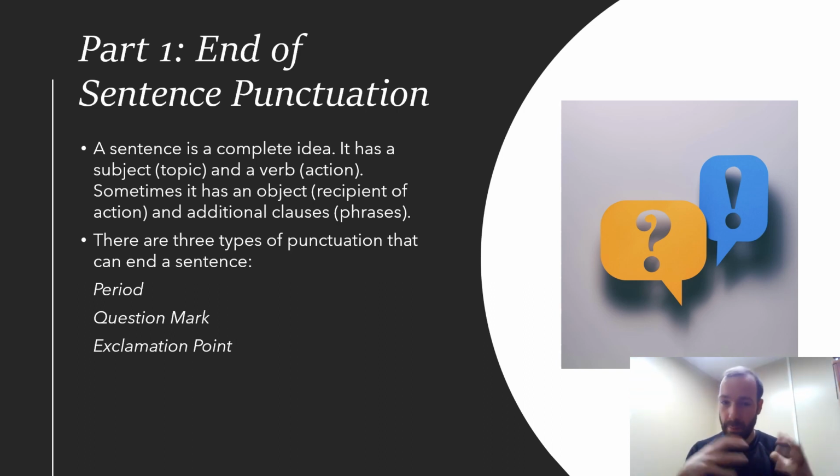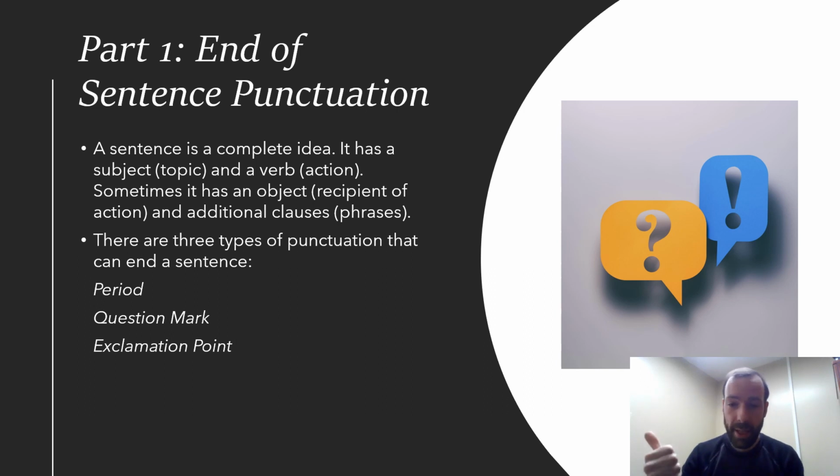So a sentence is a complete idea, it's a full thought, it's going to have a subject or a topic and a verb or an action. Sometimes there's extra parts. You can have an object as well, which is kind of the thing that the action happens to. And you can add in all sorts of additional clauses and phrases to structure your sentence. But it's going to be a full idea, and you're going to reach the end of a sentence, and you're going to have one of these three types of punctuation at the end of the sentence.